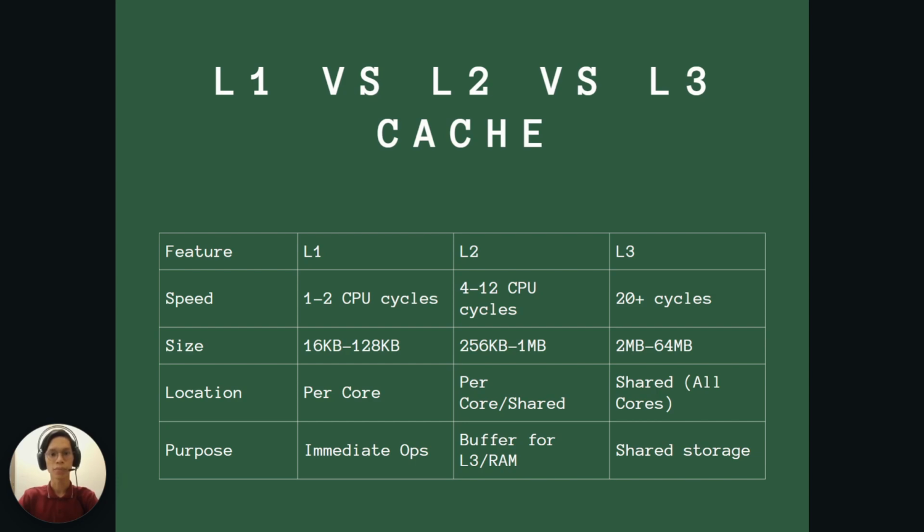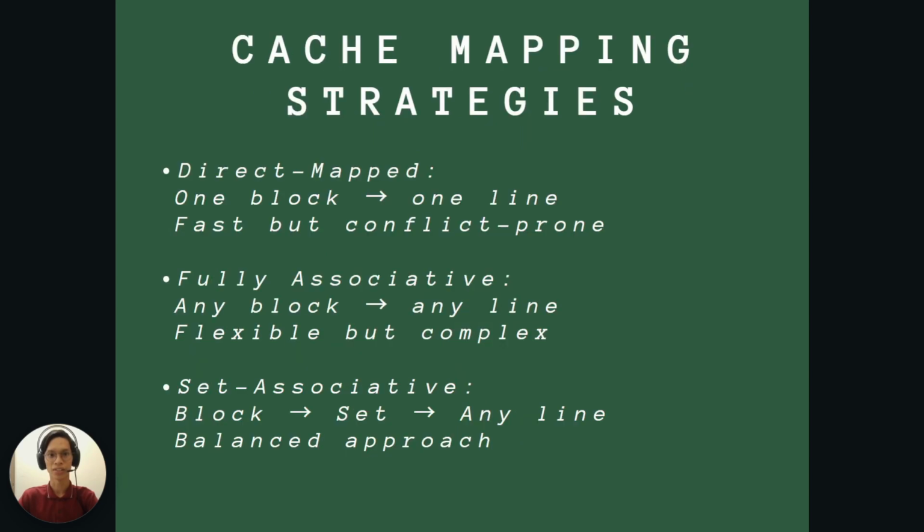It can be stored per core or it could be shared between them. Its purpose is to function as a buffer for level 3, also known as RAM. For level 3, we have more than 20 cycles usually, with size from 2 megabytes ranging up to 64 megabytes. It's shared between all cores storage-wise, and well, as mentioned just now, its purpose is to share its storage.